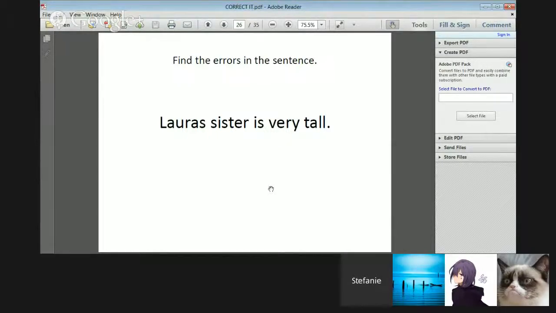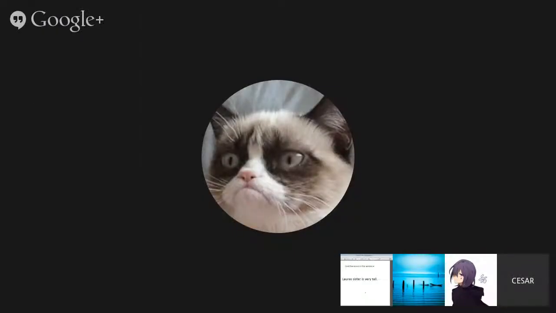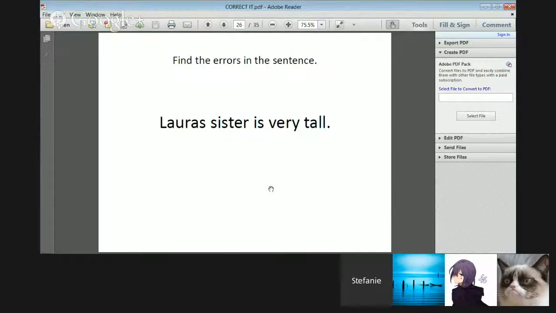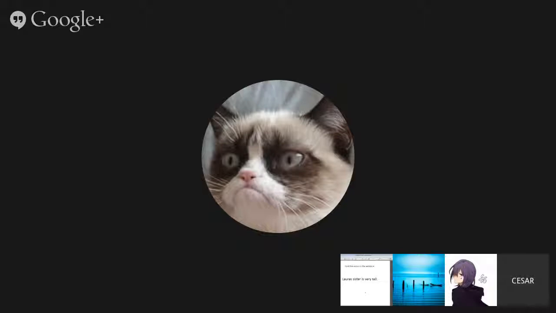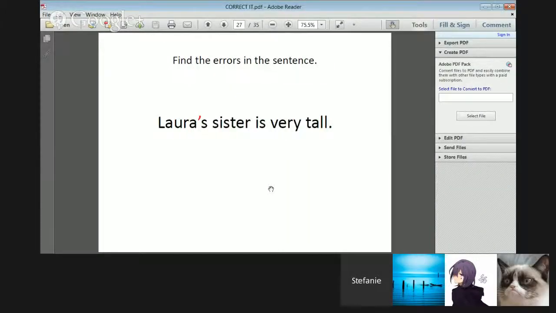Laura's sister is very tall. Caesar, what's wrong with this? Laura's, after the S, we need an apostrophe as it is a possessive. Good. We do need an apostrophe, but not after the S. Sorry, I thought that the name was Laura's. Okay, yes, it's between the A and the S. Good. Laura's sister is very tall.